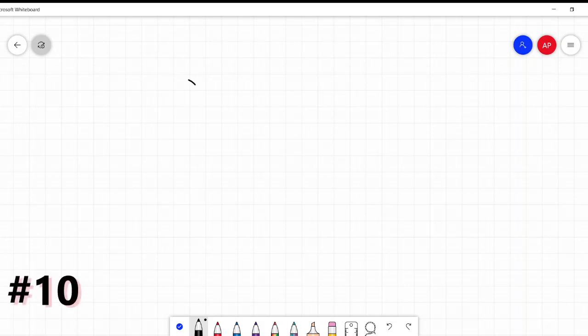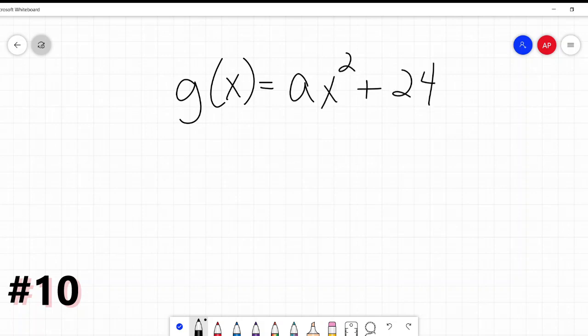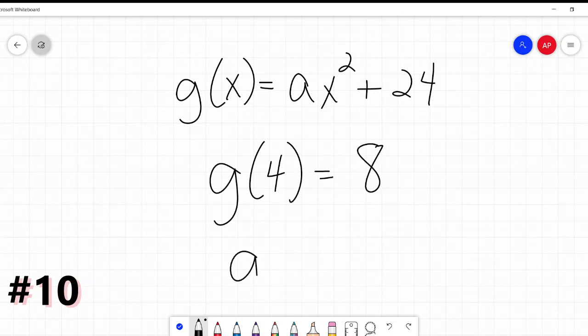Number 10, g of x equals a times x squared plus 24. For the function g defined above, a is a constant and g of 4 equals 8. What is the value of g of negative 4? There's two ways to do this. One is sort of an intuitive, quick shortcut way. The other is the more mathematical, algebraic way. I'm going to show you both.